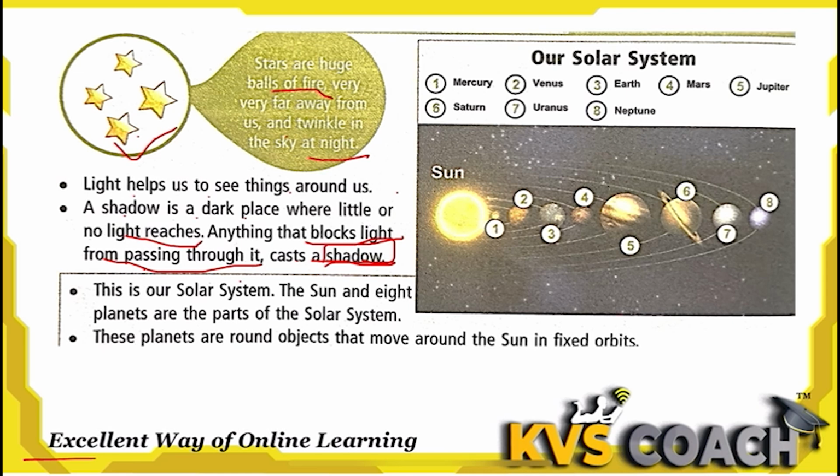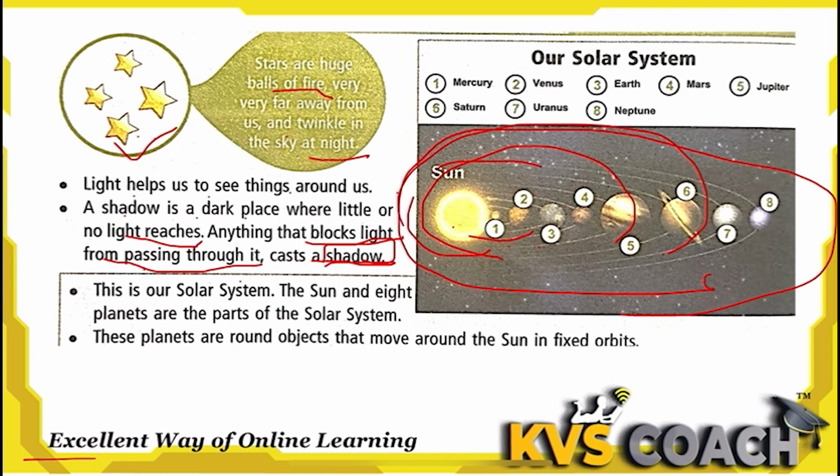What is this? This is the picture of our solar system. This is the sun, the huge ball, and the others are the 8 planets around the sun, which revolve around the sun. The nearest planet to the sun is Earth. There are 8 planets, that is Mercury, Venus, Earth, Mars, Jupiter, Saturn, Uranus and Neptune. This is our solar system.